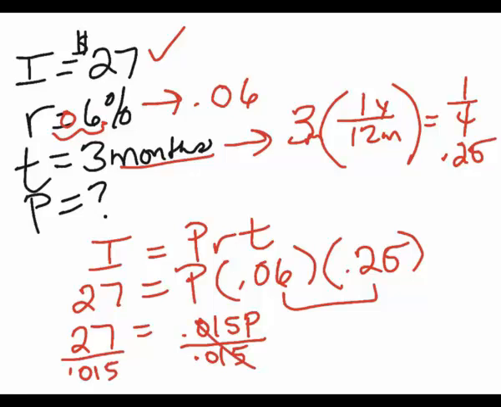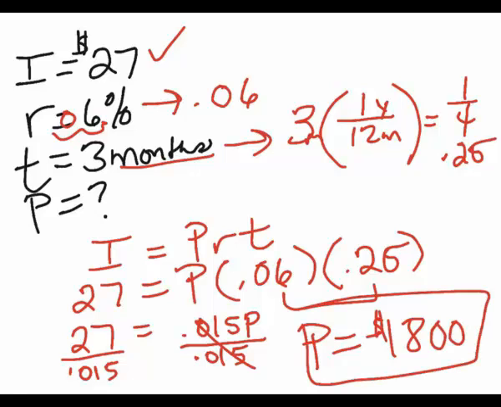So those cancel, because that's just 1. So P equals whatever 27 divided by 0.015 is. And that gives me 1,800. So your principal is 1,800.